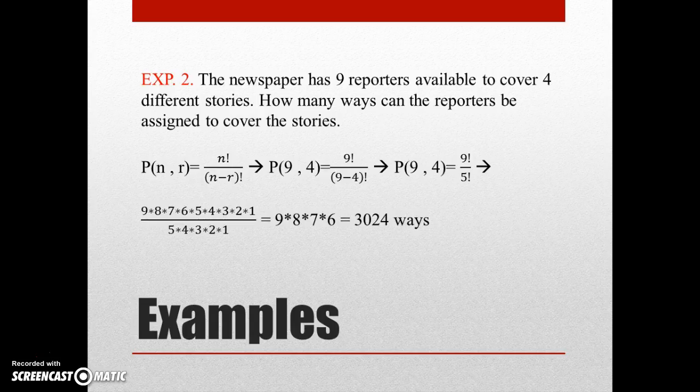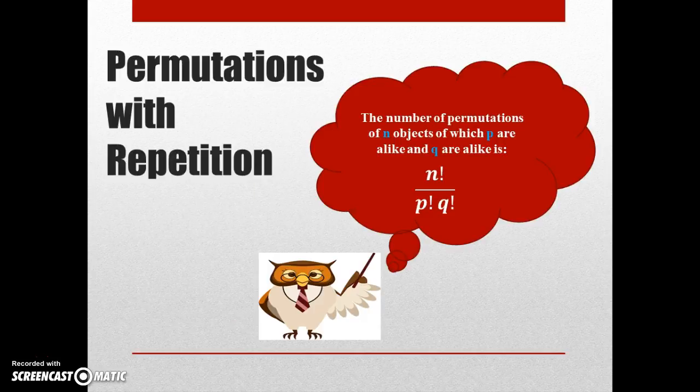Now, what this equation we learned was permutations without repetition. Now, permutations with repetition has a different formula, which is the number of permutations of n objects of which p are alike and q are alike is n factorial over p factorial q factorial. Simple equation we just need to memorize.